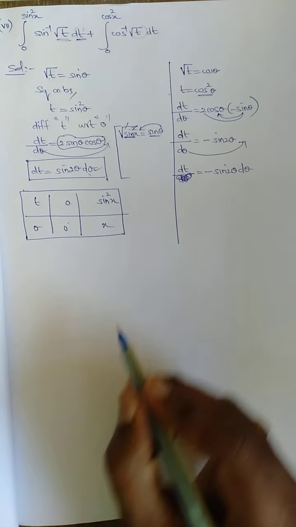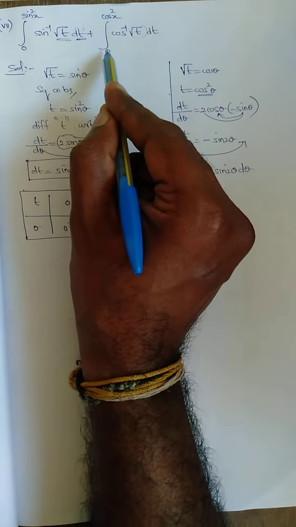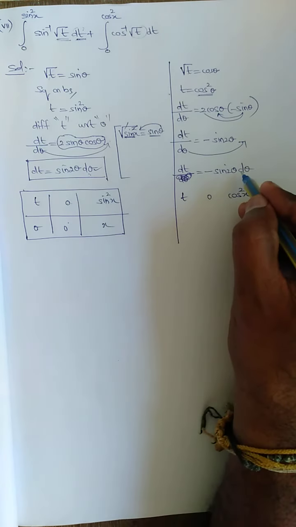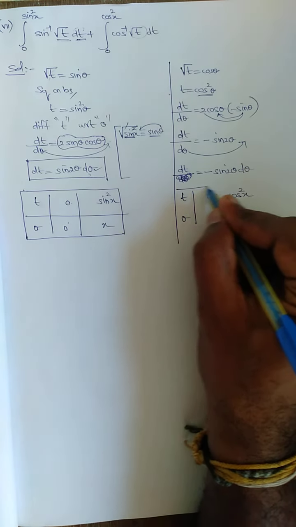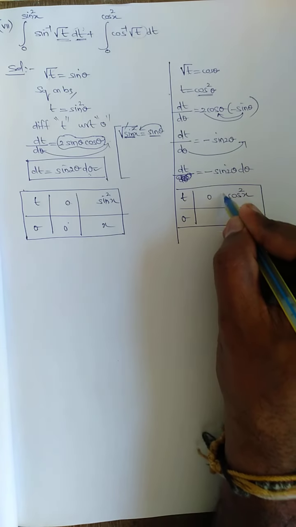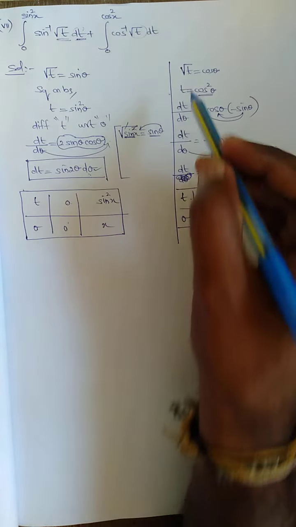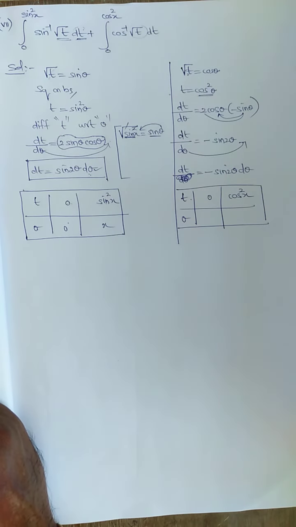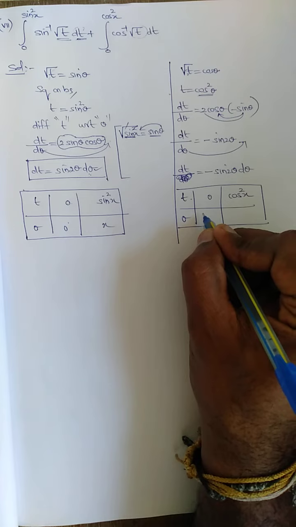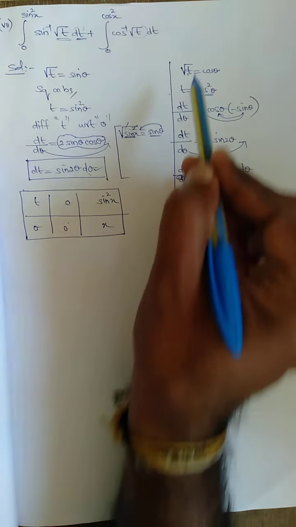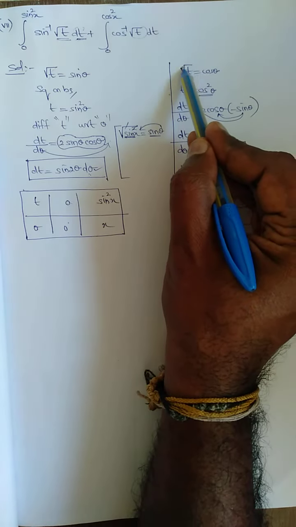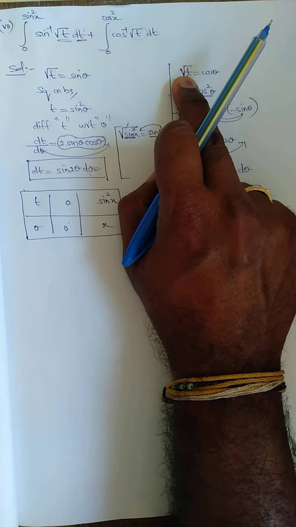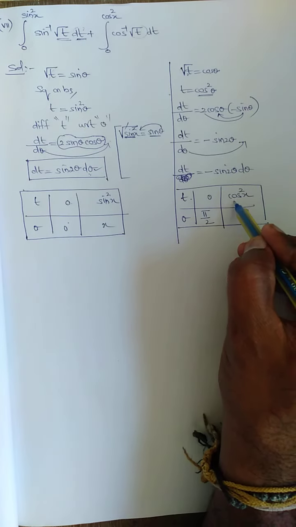Next I need to write the t limit. What is the t limit given here? 0 and cos square x. Now I need to write the theta limit. See, if t equals 0, I can put 0 here, cos theta equal to 0. When cos becomes 0, at 90 degrees, 90 means pi by 2. So pi by 2. Next, cos square x.